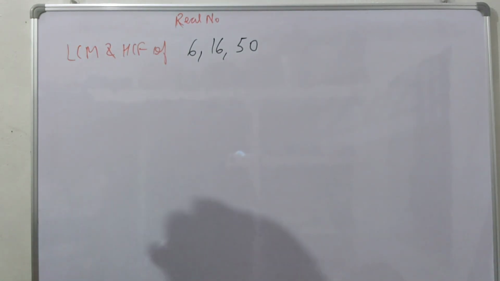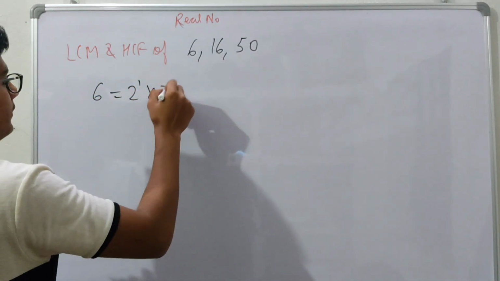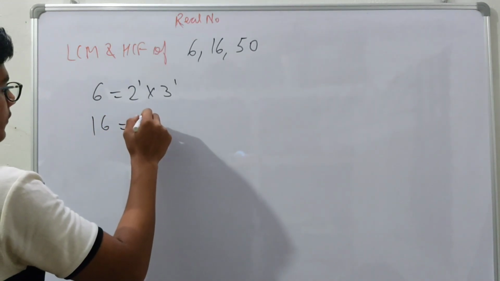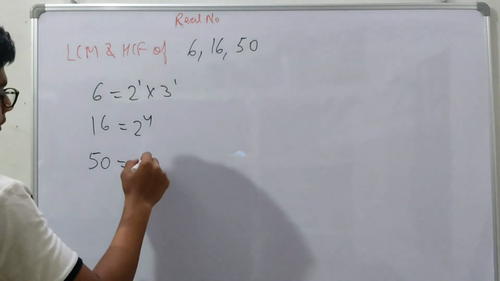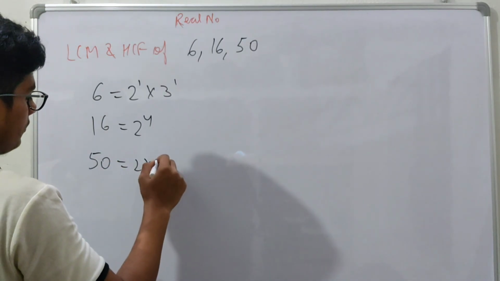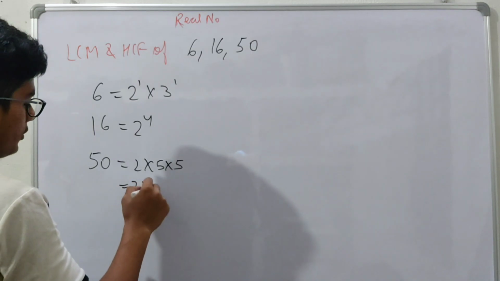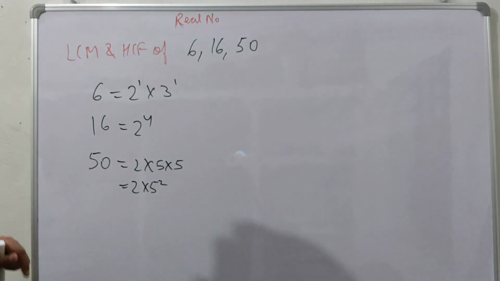So what is the prime factorization of 6? Prime factorization of 6 will be 2 to the power 1 into 3 to the power 1. Prime factorization of 16 will be 2 to the power 4. And prime factorization of 50 will be 2 into 5 into 5, so here it is 2 into 5 to the power 2.